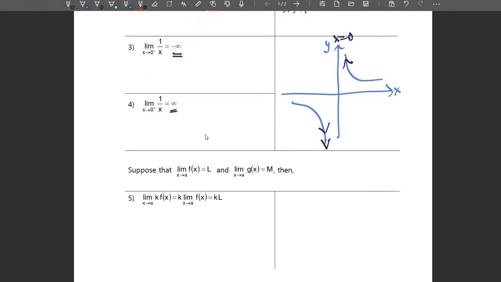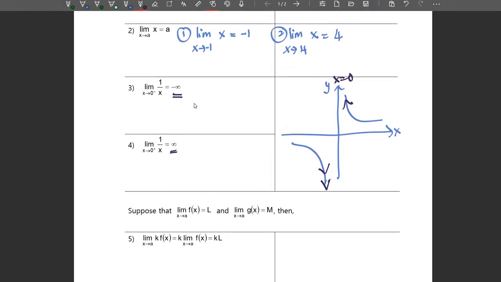Let me explain a bit. The reason I draw the graph is that if you just write the limit as x approaches 0 of 1 over x, it actually does not exist. Even though when you substitute the value it will be 1 over 0 equal to infinity, it still does not exist. Why? Because here it doesn't meet. The limit from the left is negative infinity and the limit from the right is positive infinity, not the same value. That's why the limit of 1 over x when x approaches 0 does not exist.